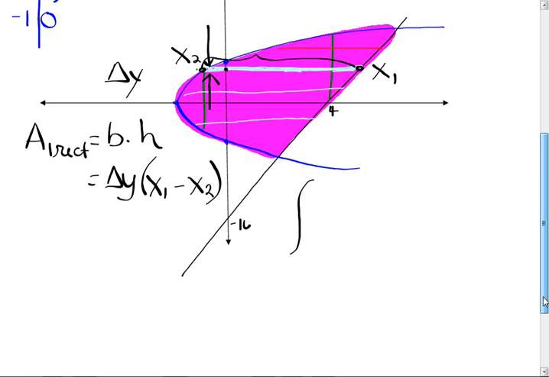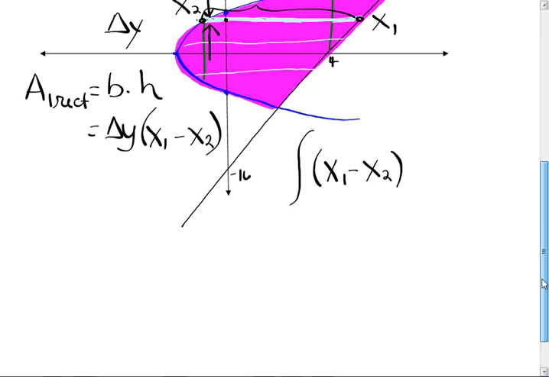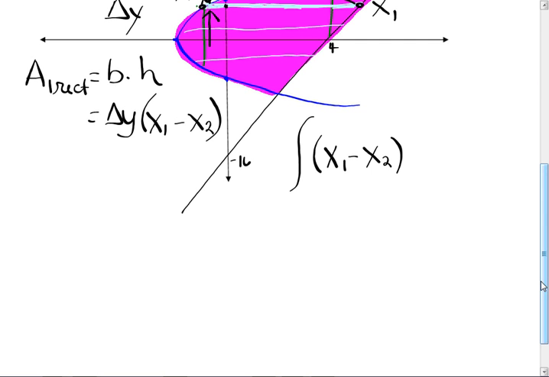I have to have an infinite number of them. So it's x1 minus x2. What happens to delta y when it becomes really tiny? Delta y gets close to 0, but it's still there. It's the differential dy. That's what that dy means. So if you don't have a differential in your integral, it doesn't make sense, because an integral is always an area.